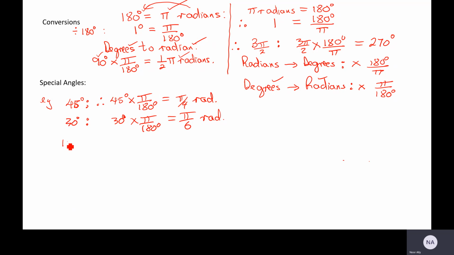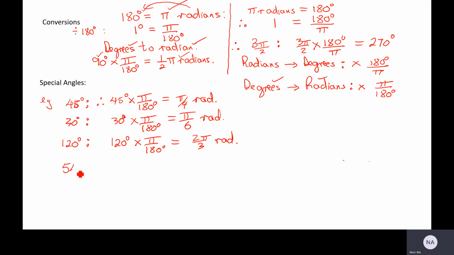Do I need to continue? 120 degrees. I want to find the corresponding radian measure. 120 times pi over 180. Simplify, 2 pi over 3 radians. Okay, you get the picture?